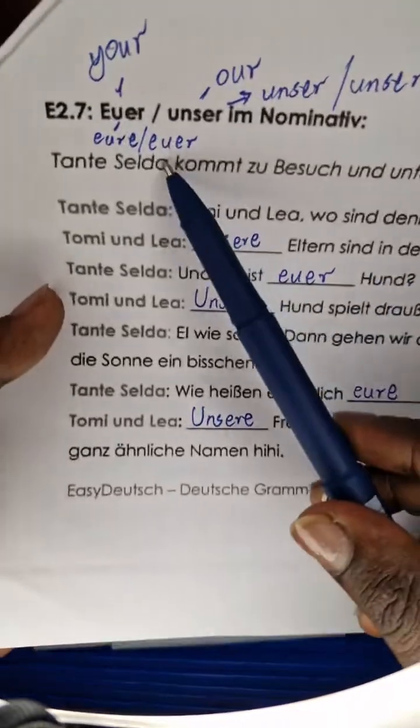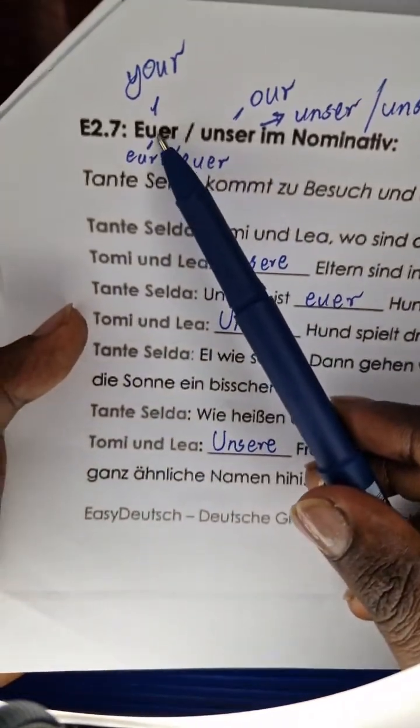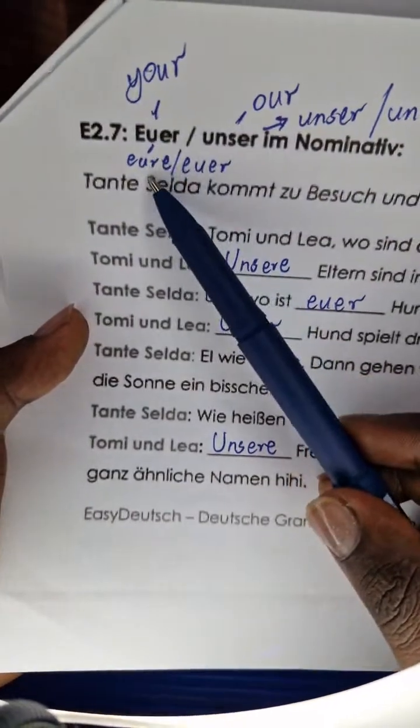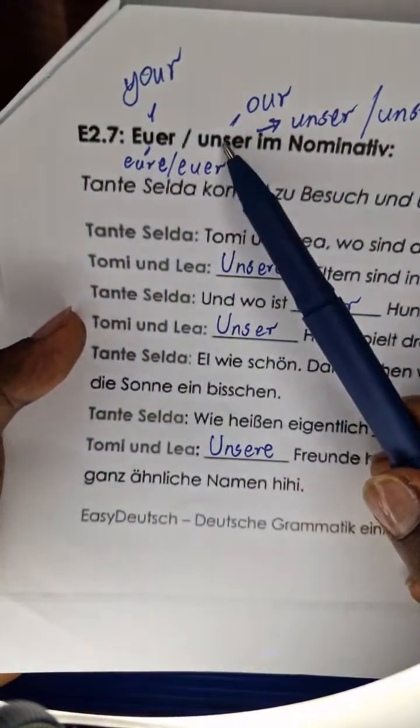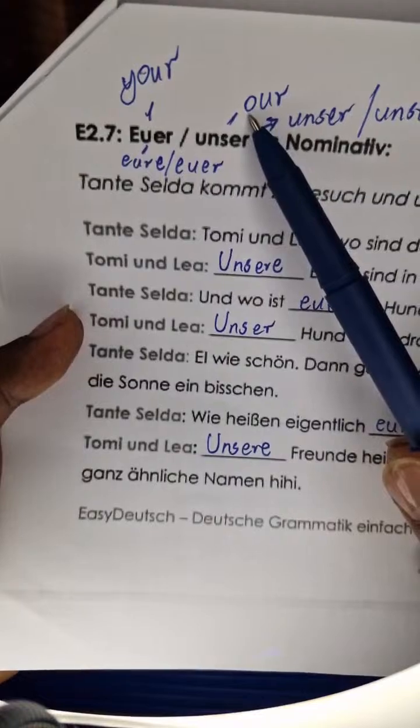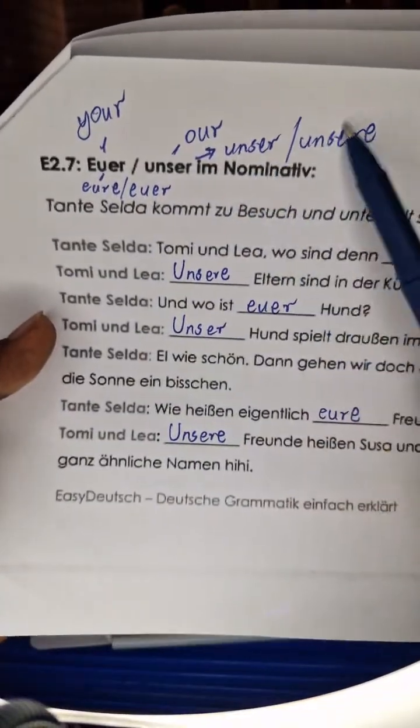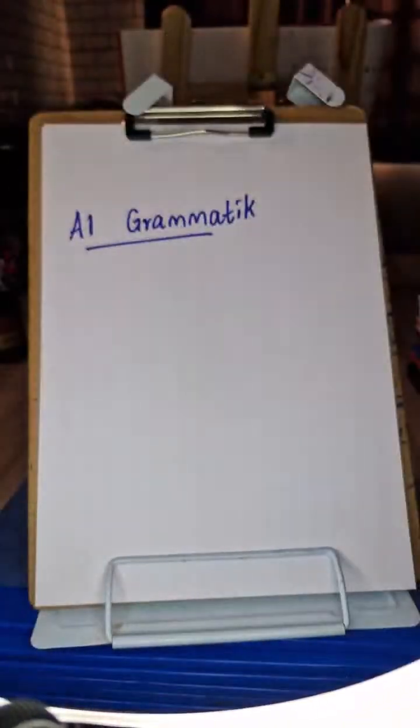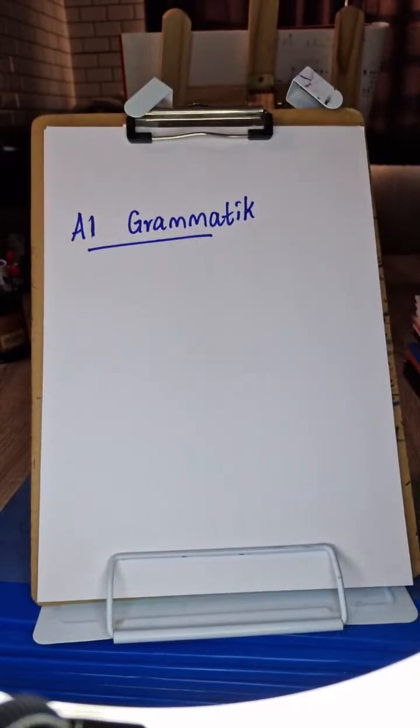So this one was testing your ability on euer, where we said euer is your. So that's either eure or euer. And then unser is our. It can either be unser or unsere. Okay. All right. Let's just jump to the next question.